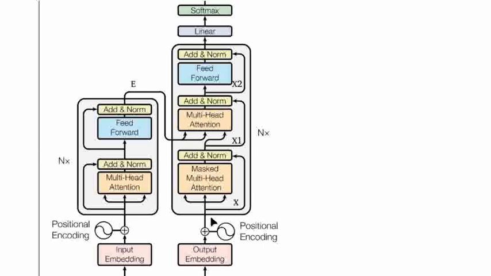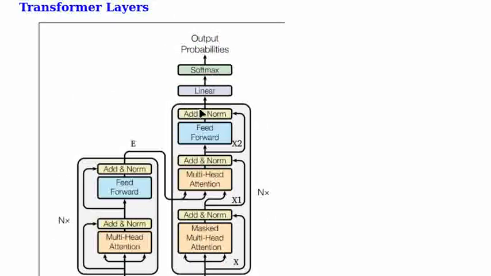The external input is X, and the output here is X1. And then the output here is X2, and we can call the output here X3 or Y, and then it goes to linear and softmax, at the last decoder layer.